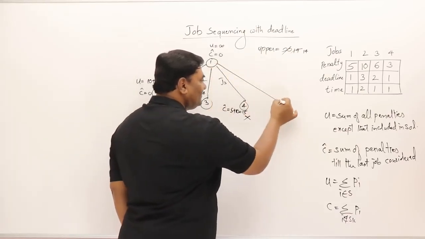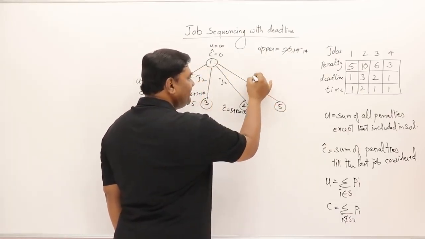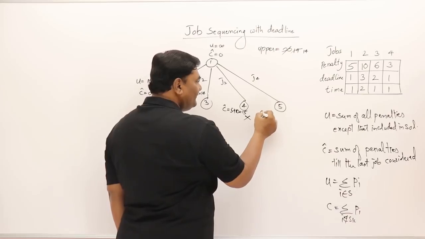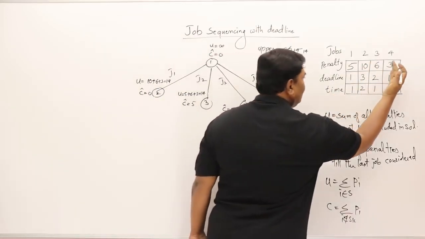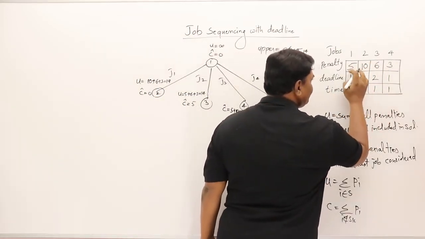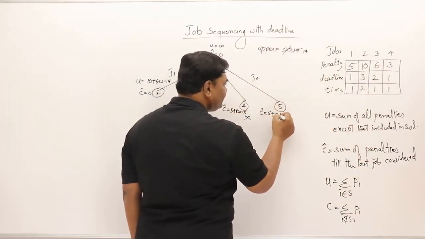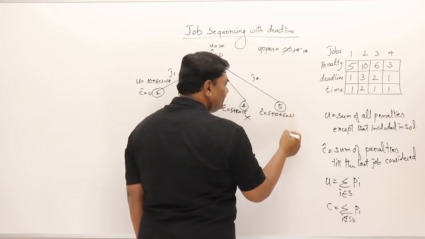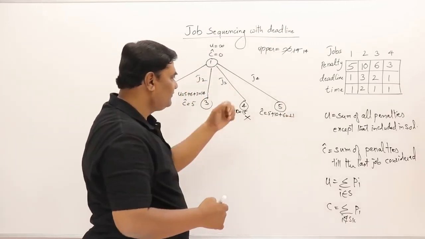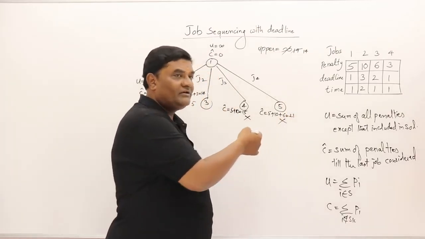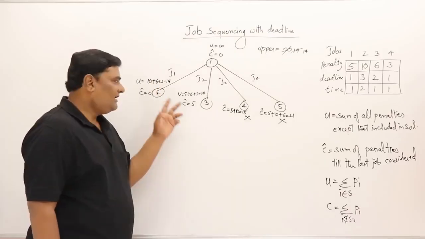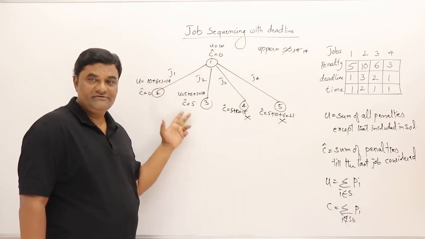Then fifth node. This means only job 4. So when you are doing only job 4, then all 3 jobs we are skipping. So 5, 10 and 6. So this is 5 plus 10 plus 6 and this is 21. Cost is higher than 14. So kill this node. No need of finding upper bound at all. I have only 2 live nodes which are not killed.